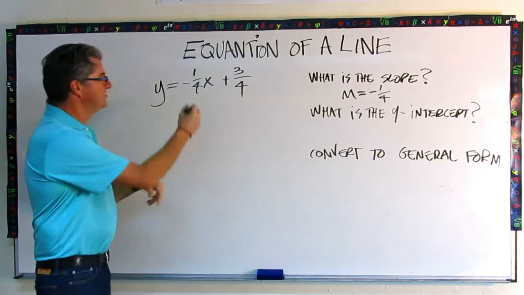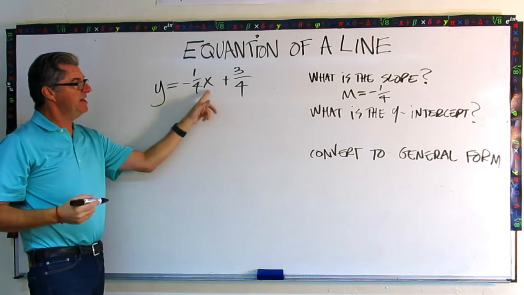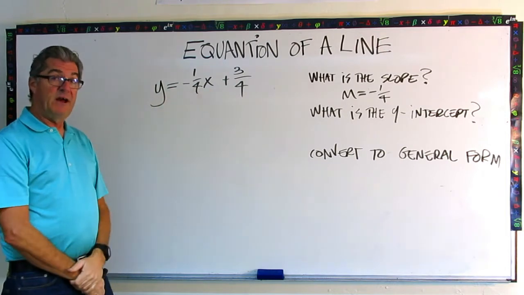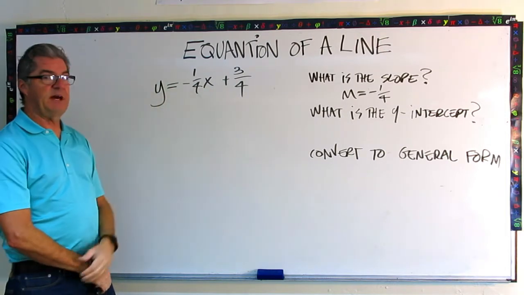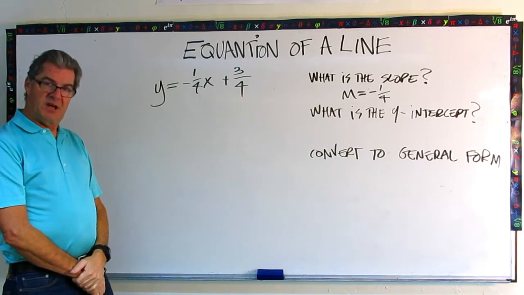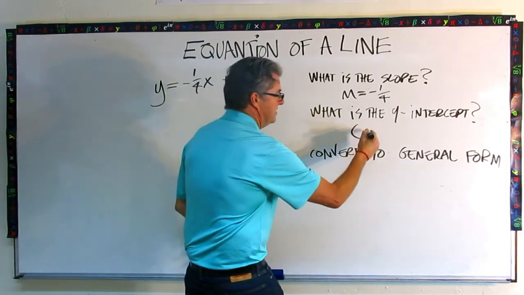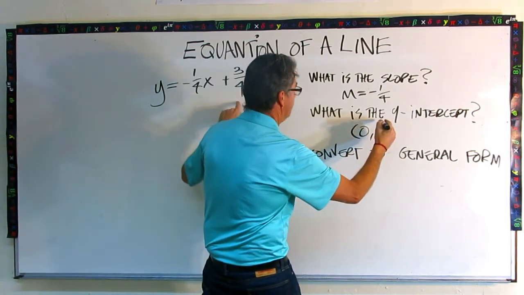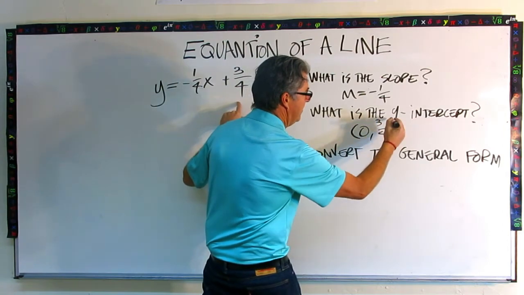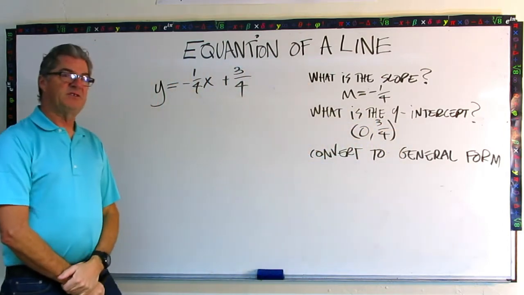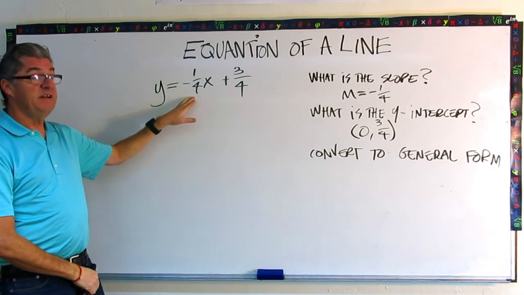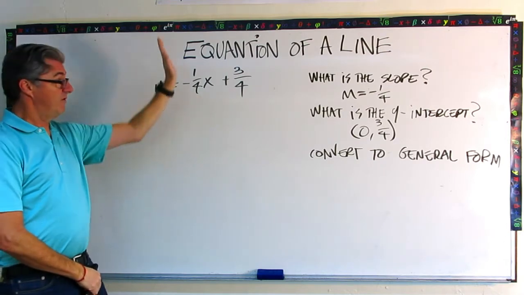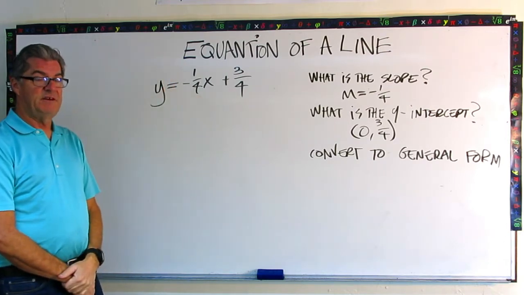Remember, the slope is just the value stuck on the x term. Okay? Now pause the video and write down the y-intercept. Okay, if you got (0, 3/4), you're right. That's the y-intercept. That's where this line cuts the y, or the vertical axis on the graph.